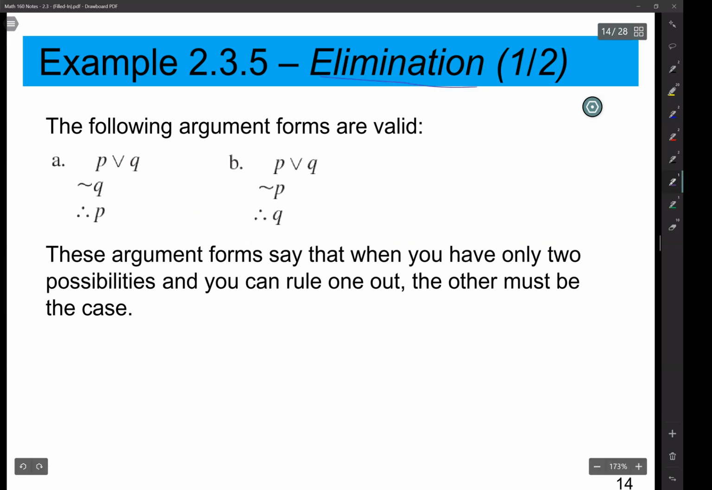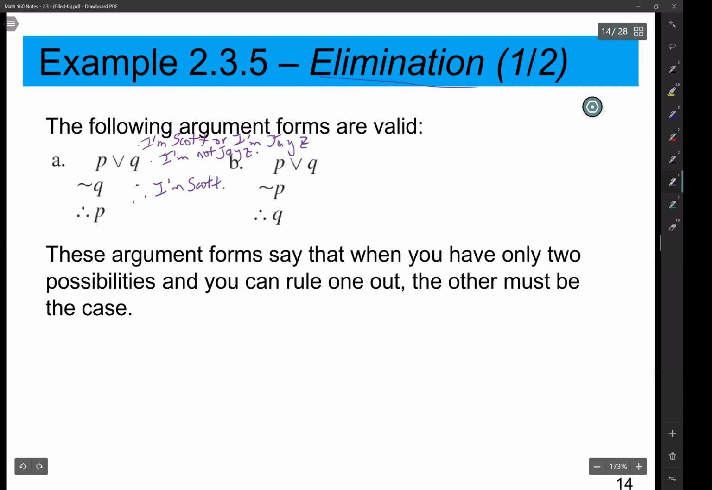Okay. These are called the elimination rules. We'll also get into division into cases, but what this says is that P or Q. So this says like I'm Scott or I'm Jay-Z. I'm not Jay-Z. Well, then what are we allowed to say? Of course, we have to conclude that therefore I'm Scott.